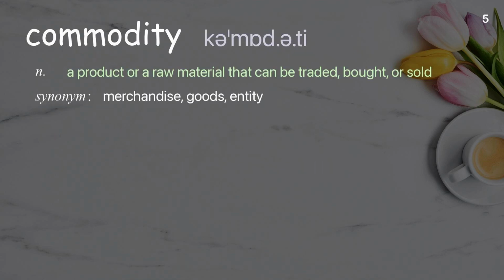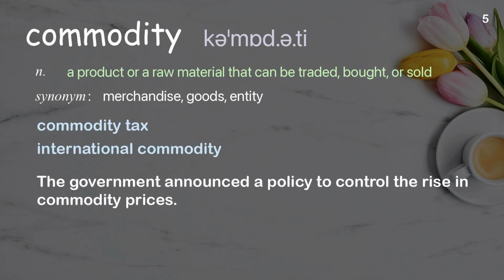Commodity. A product or a raw material that can be traded, bought, or sold. Examples. Commodity tax. International commodity. The government announced a policy to control the rise in commodity prices.